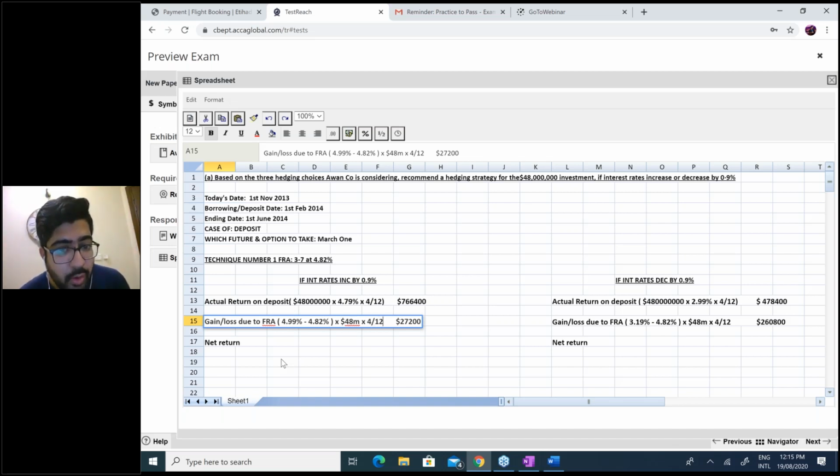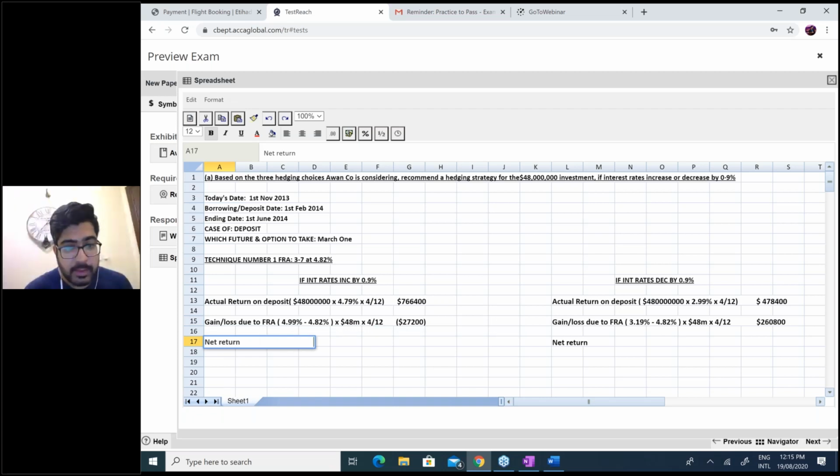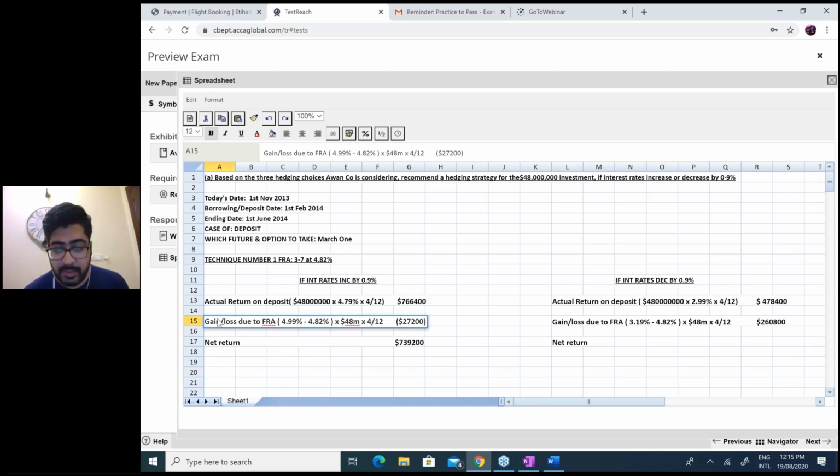What to do with the loss? Loss reduces return. We have written return above, so deduct it. The net answer you will get by deducting here will be $7,392.00. Pay attention: when interest rates increase by 0.9, it's a deposit case. The rates became 4.99, but you blocked the rate at 4.82 for deposit at a low rate. It's a loss. Loss reduces return. Deducted: 739,200.